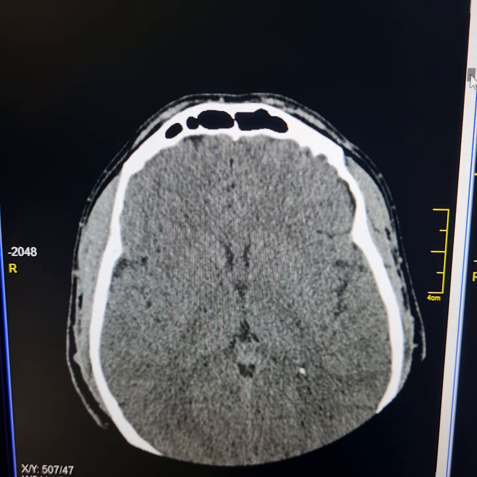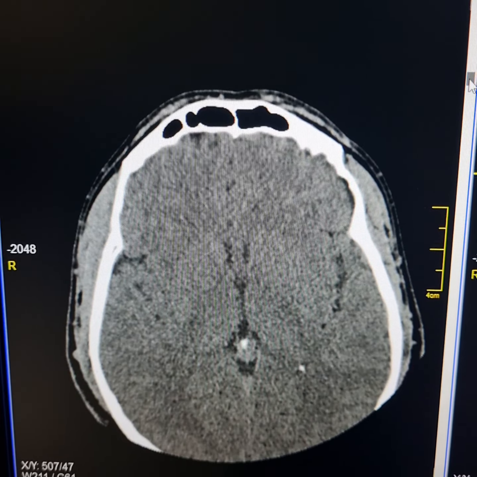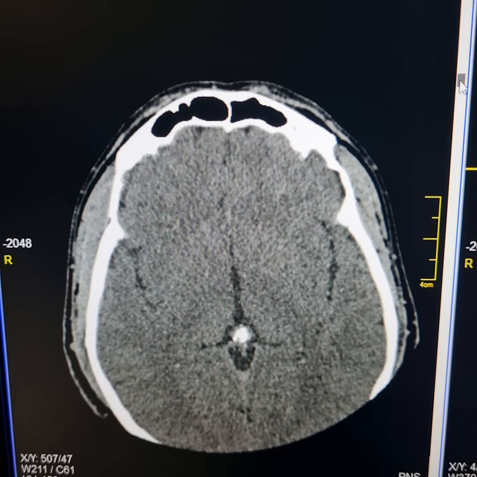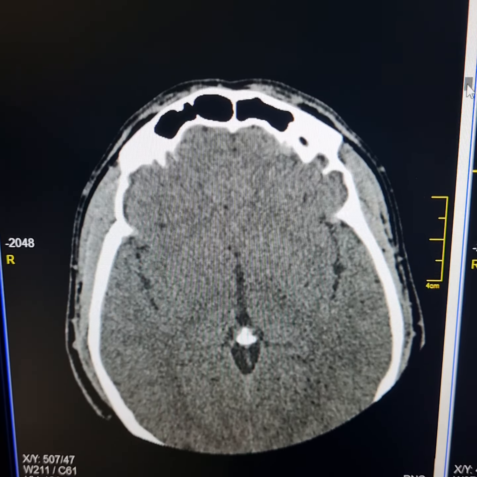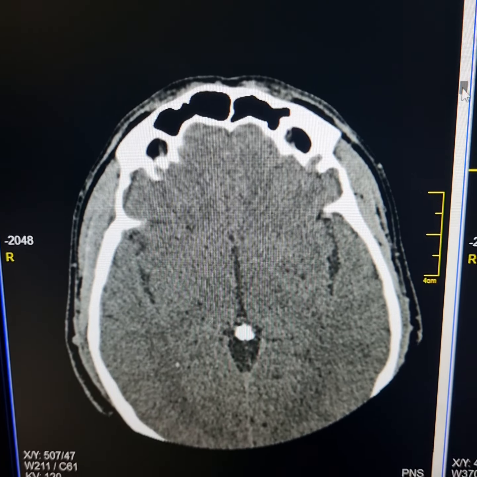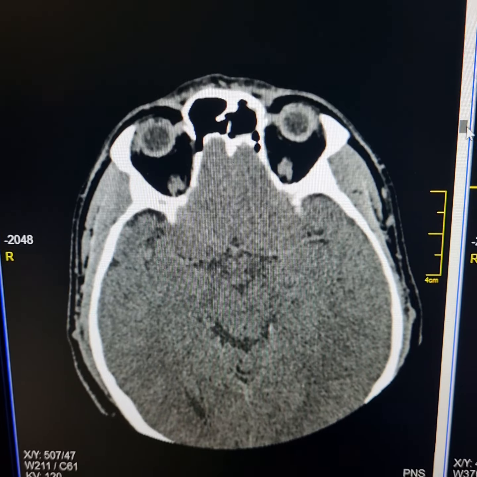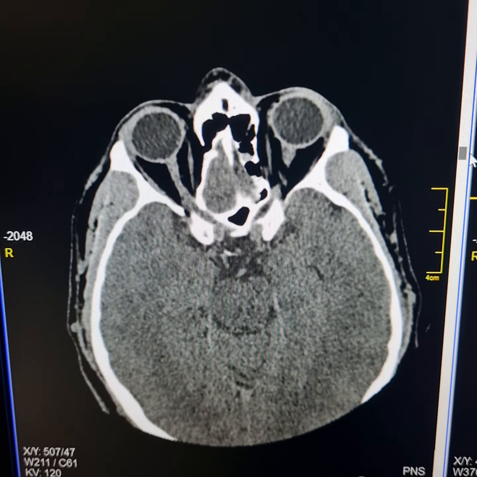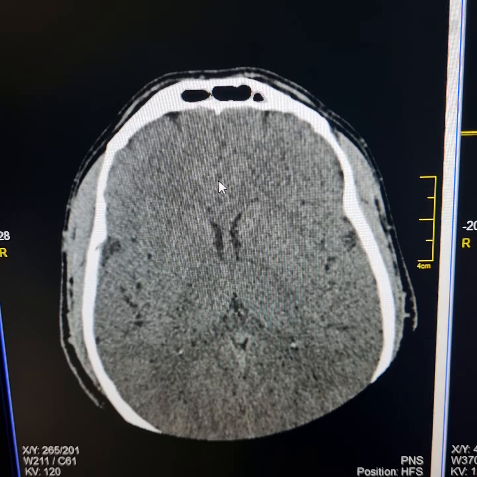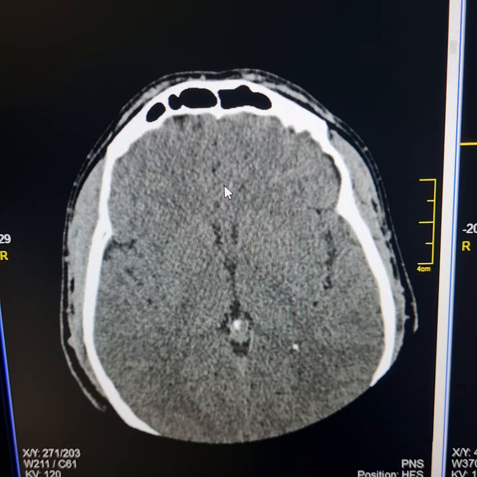This is a plain paranasal sinuses scan of a 21 years old male patient. The patient has been previously operated upon for turbinectomy, septoplasty, and for some other reason. The clinical details were not provided. Now please observe and follow the right frontal lobe.